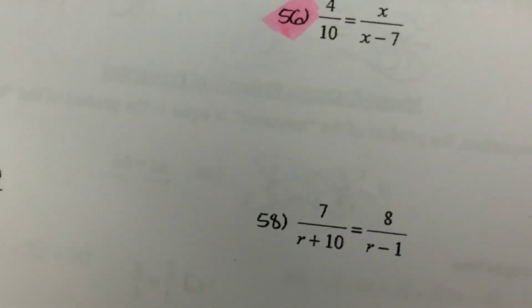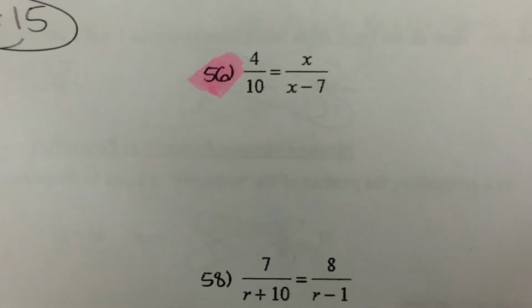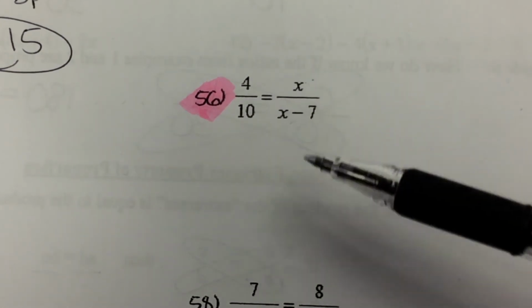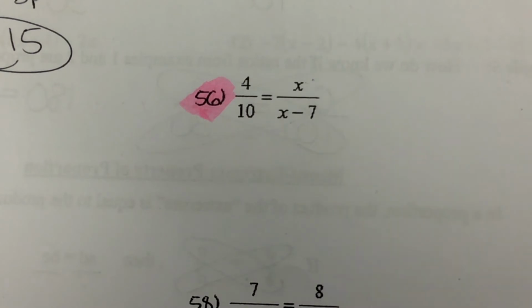All right, so let's go down to one that looks different. Let's go down to 56. Here we have two variables again, but this time they're part of the same fraction. One's in the numerator, one's in the denominator. So what do you think is going to happen with this one? Let's find out. Let's cross multiply.